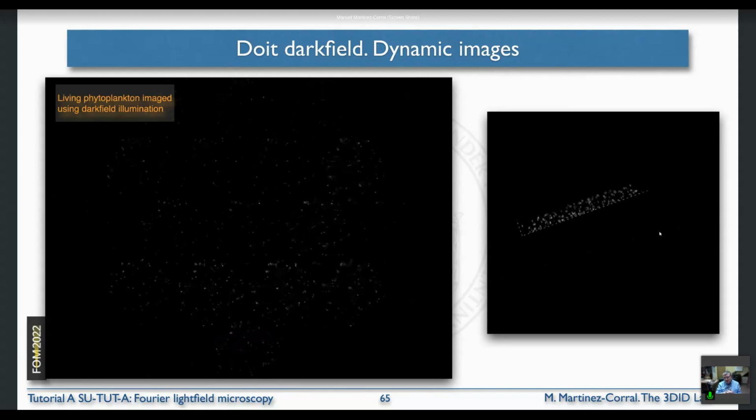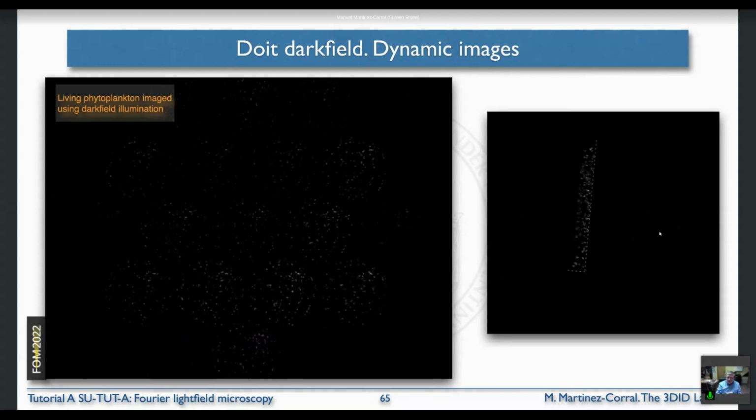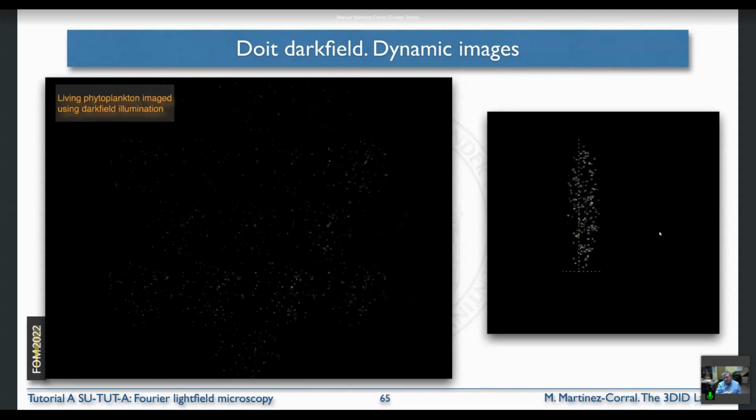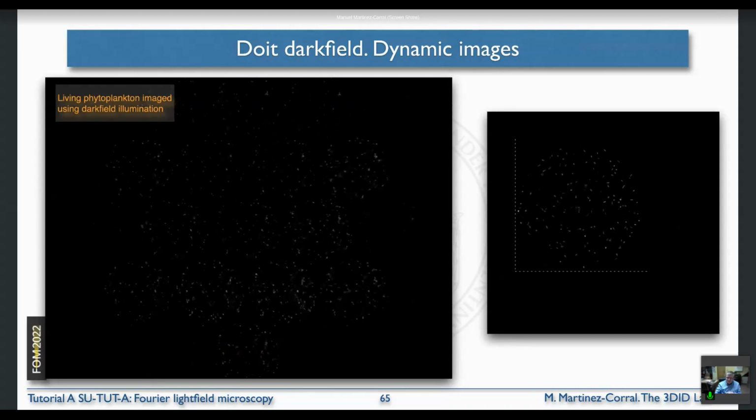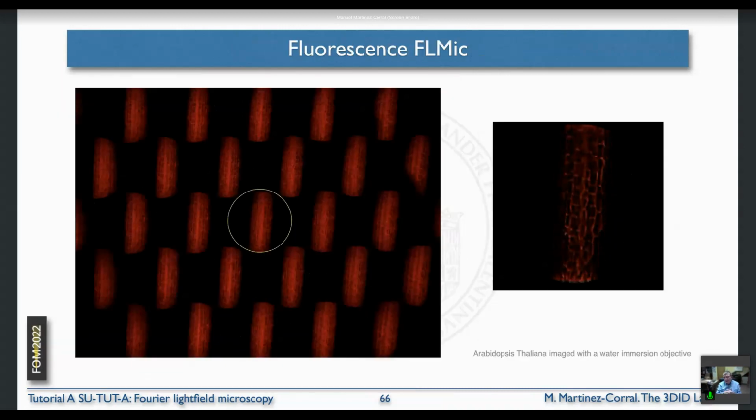Let me tell you that the combination of dark field and Fourier light field I think is very promising. This is another result obtained with Fourier Lightfield microscopy. The cellular walls were of interest in this case, and you could obtain this in real time. Of course, you are losing resolution by a factor of, let's say, 7. So it depends on the resolution you need.